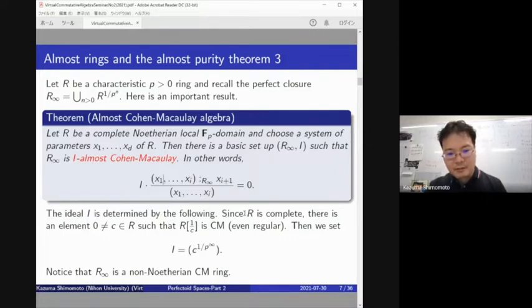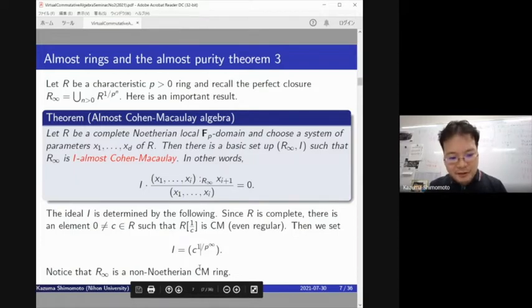Since R is complete, there is a non-zero element c in R such that the localization is Cohen-Macaulay, or even we can take c to be regular. Then we simply set I to be the ideal generated by all p-power roots of c. So this satisfies the basic setup. So notice that R infinity is a non-Noetherian almost Cohen-Macaulay ring. Sorry, I said it wrongly before; this should be an almost Cohen-Macaulay ring.